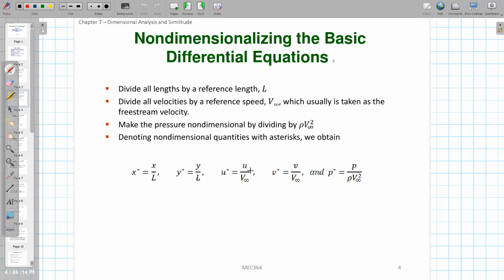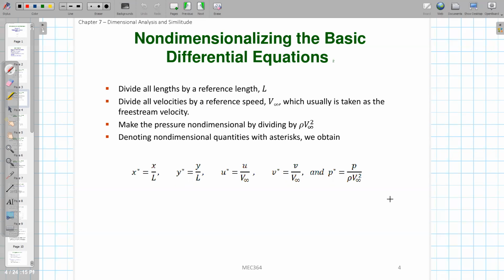Similarly, for the u and v velocity, we can also divide the original u and v values by a reference speed, v infinity. Infinity here usually refers to the free stream velocity. So we define this u star and v star here. Similar to x star and y star, you also do not have any unit for u star and v star.